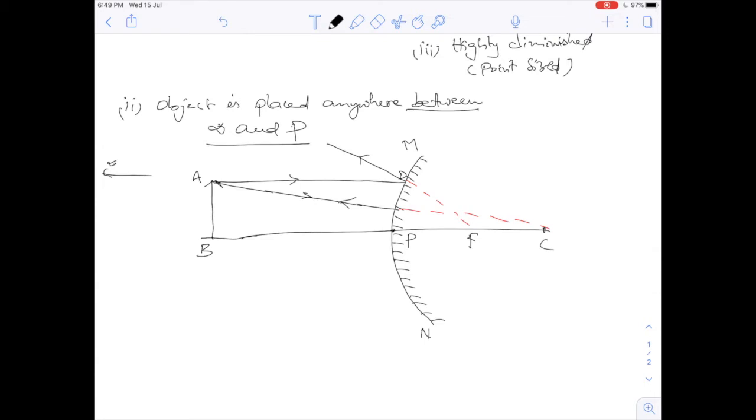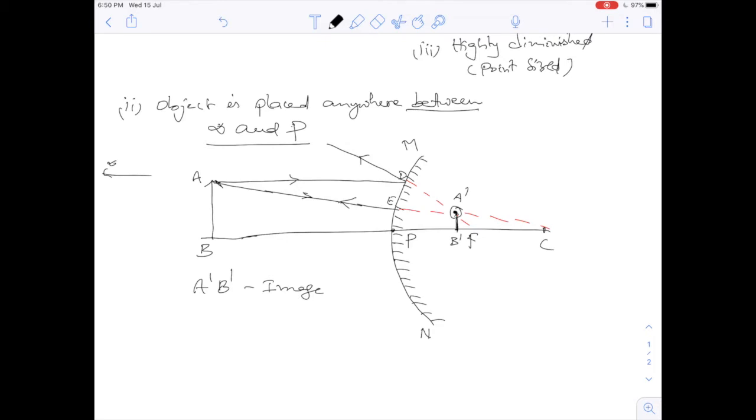So these are the two reflected rays. One is reflected from the surface at D, another is reflected, let us put this as point E. So this light ray AE incident on the surface appears to come from C. So this is a light which is incident and passing through C, so it reflects back. So these are the two reflected rays which appear to intersect at this point. So this is our image position. This is A dash, this is B dash. So A dash B dash is the image.